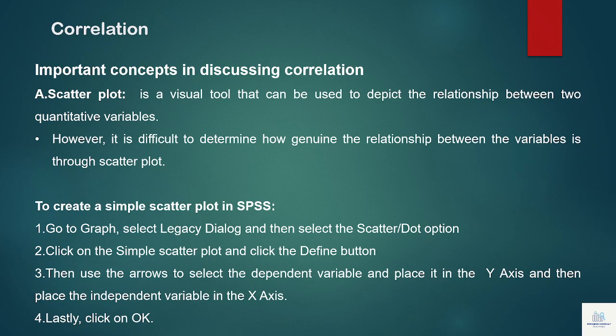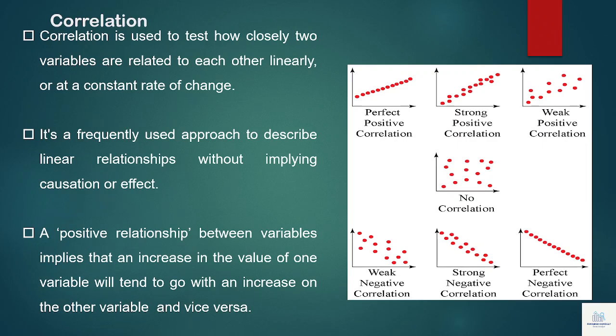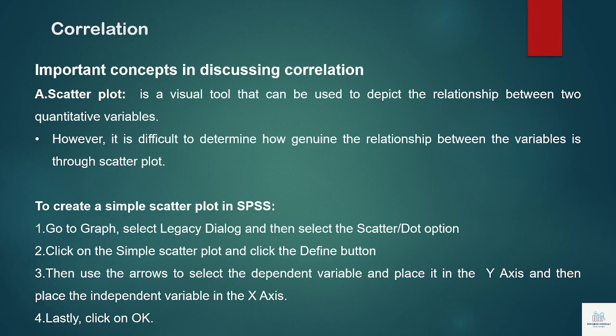Now, another important concept we can bring to the board whenever we are discussing correlation is the concept of the scatter plot. The diagram we are seeing here is actually a scatter plot. The scatter plot is just showing us the direction of the relationship, whether it is positive or negative, or whether there is no relationship. So scatter plots can give us an idea of what we expect whenever we do correlation on two variables. A scatter plot is a visual tool that can be used to depict the relationship between two quantitative variables, but it is difficult to determine how genuine the relationship between the variables is through a scatter plot.